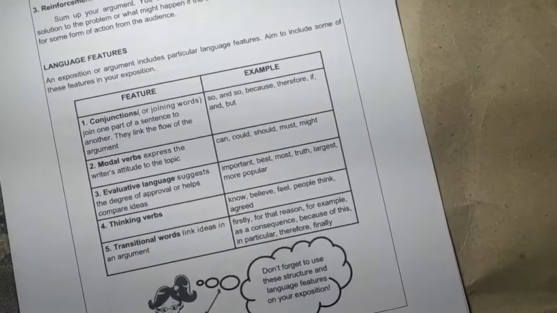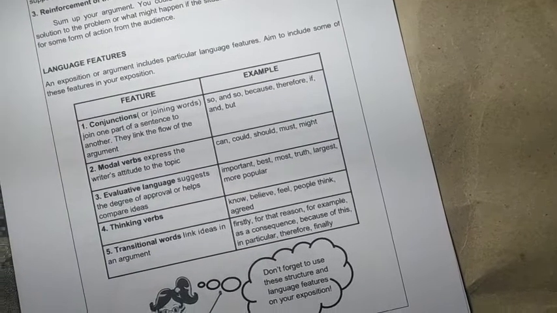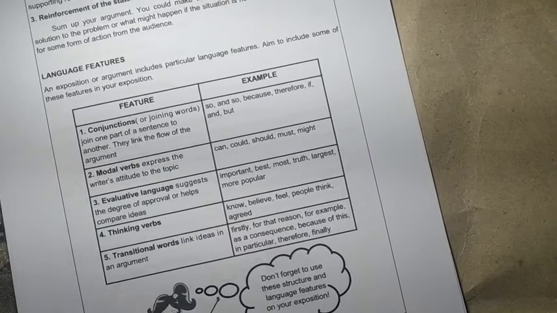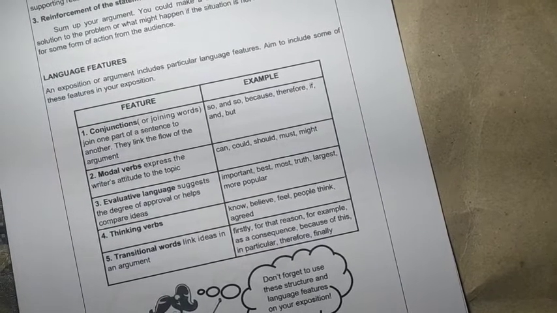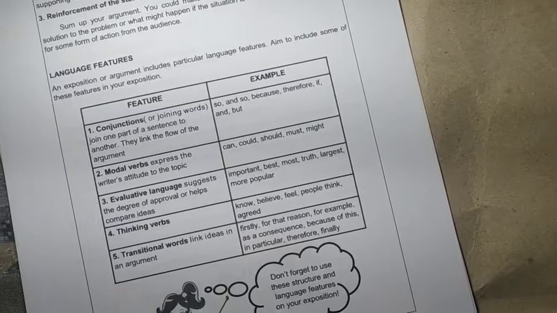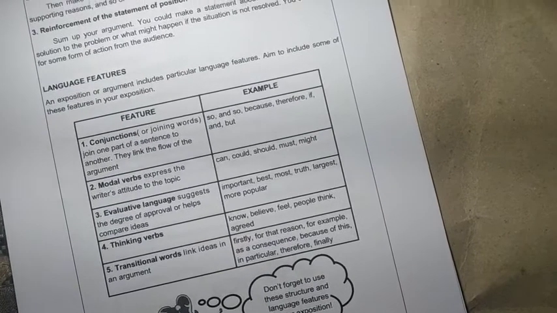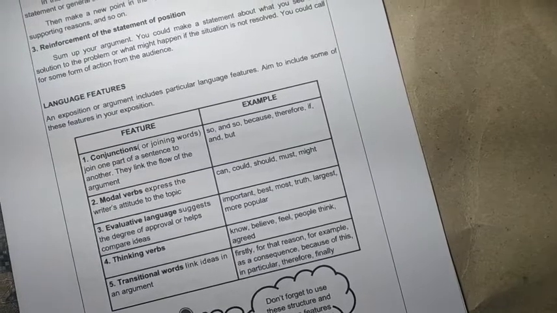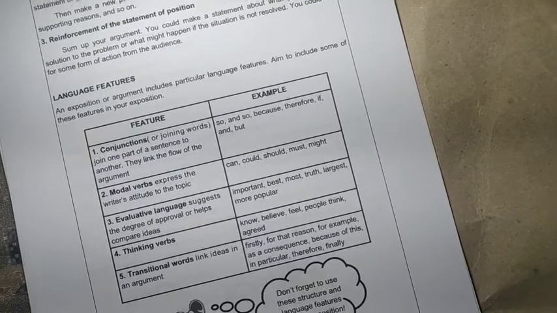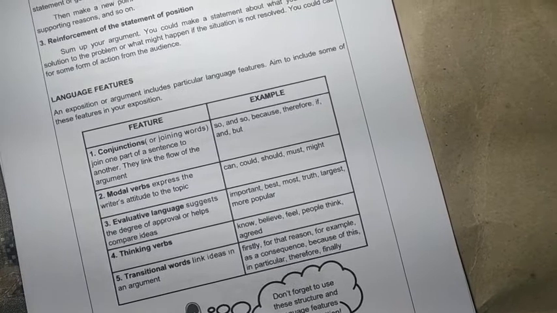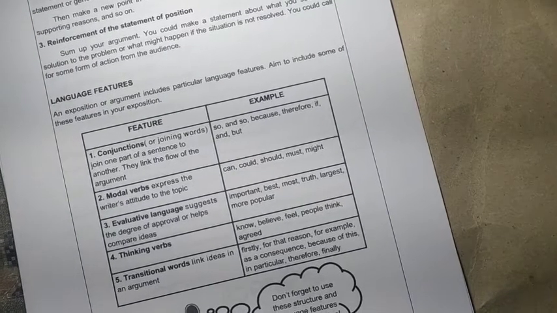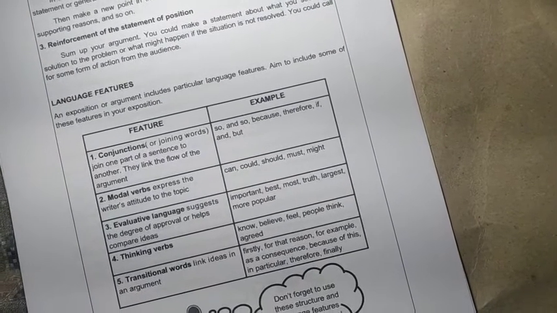We have now the language features. An exposition or argument includes particular language features. It aims to include some of these features in your exposition. So we have the features and the examples here. The first one will be the conjunctions or joining words. They join one part of a sentence to another. They link the flow of the argument.